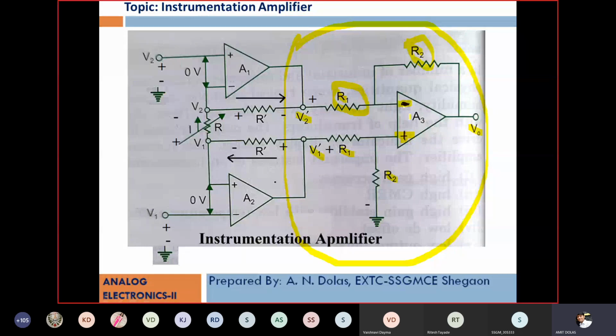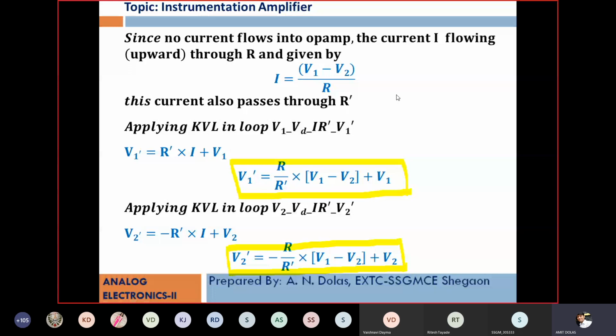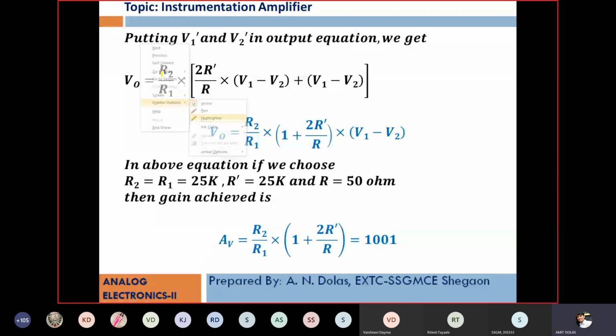The polarity was given wrong in D. Roy Choudhury's book. I made it correct. So putting the values of V1 dash and V2 dash into the output equation of stage A3, we get V0 is equal to R2 upon R1 into, after mixing and putting, twice R dash upon R multiplied by V1 minus V2 plus V1 minus V2.